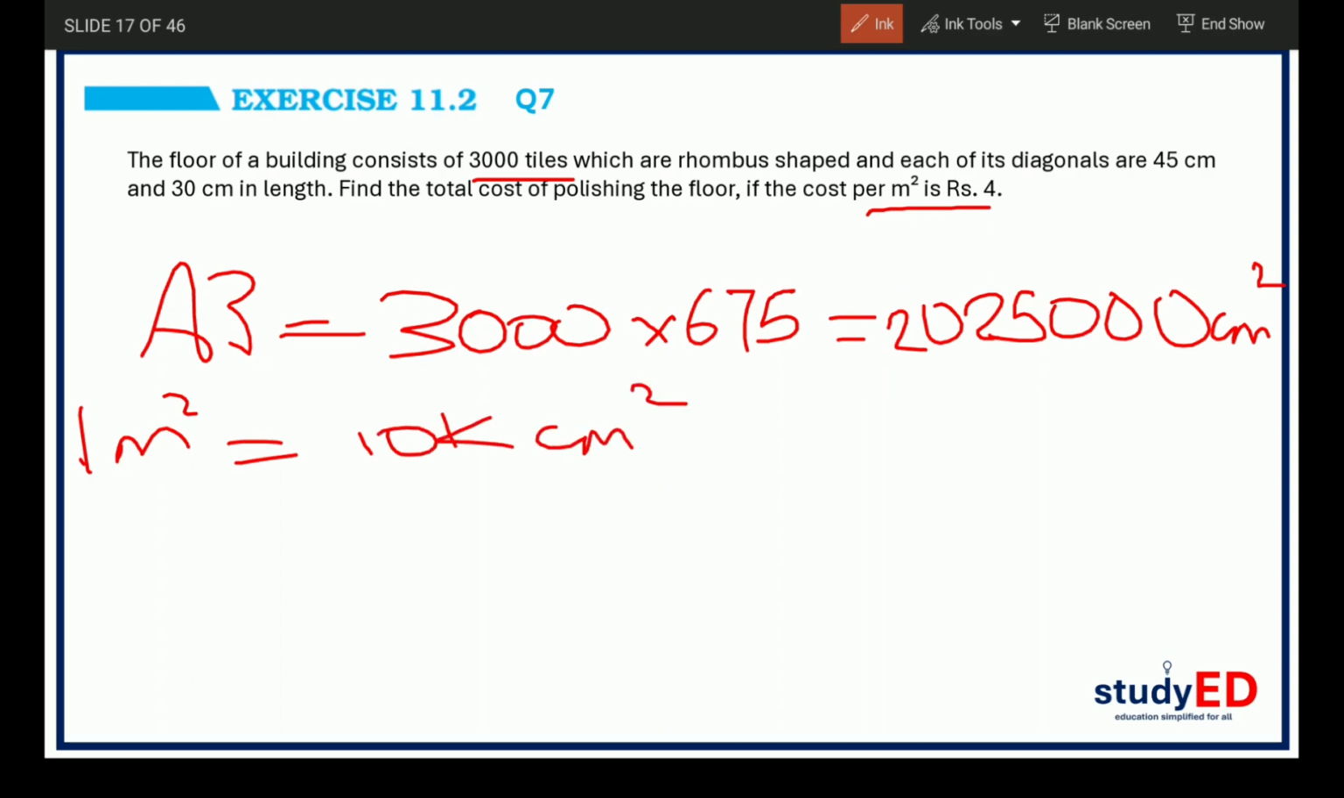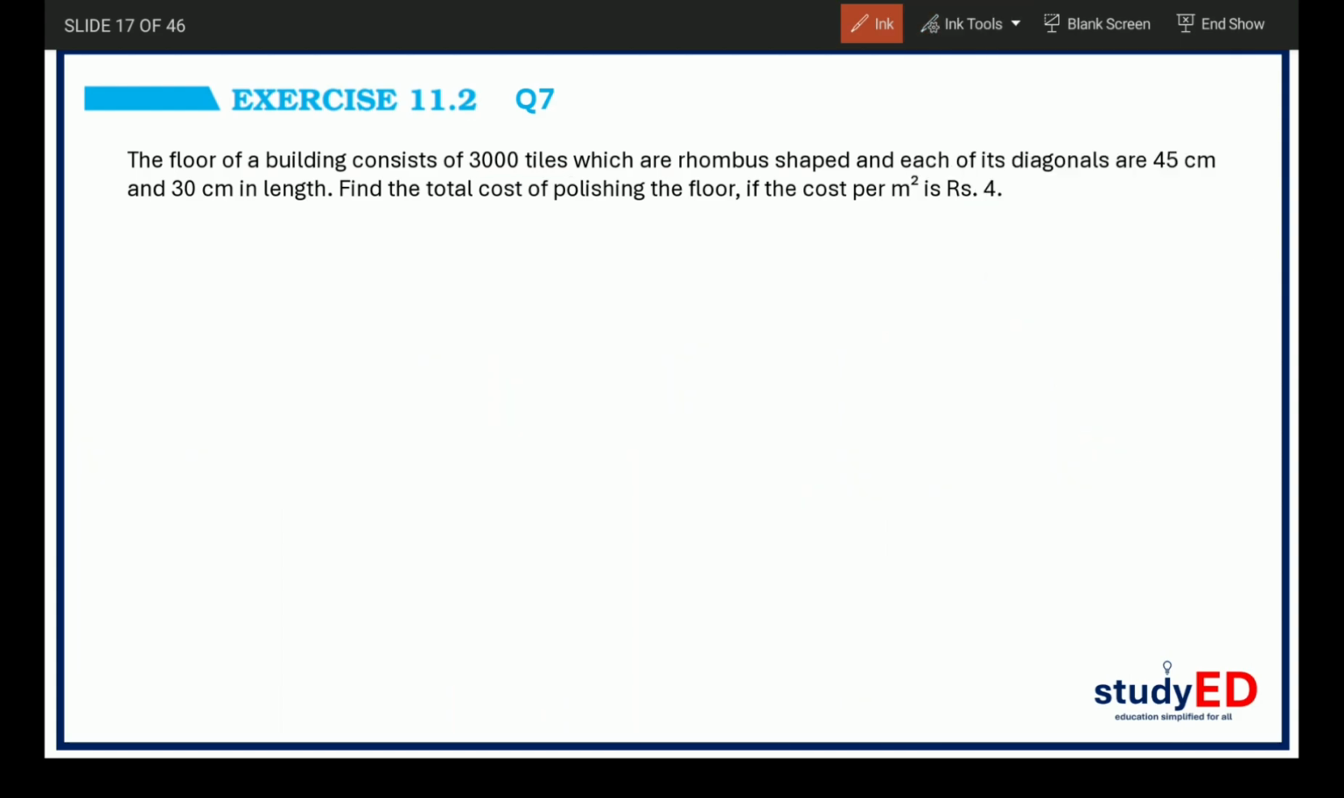So now if we divide it, we just add a point here, cut off these. So that's going to be 202.5 meters square. So now I've got the units in meters square as well. And to find the total cost, we just multiply the area of the tiles into cost per meter square.